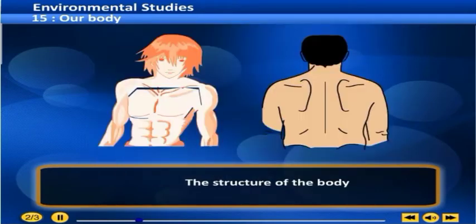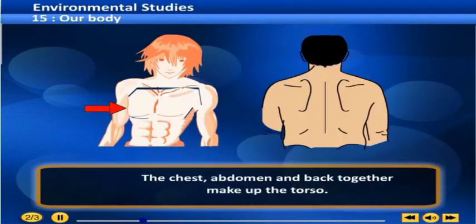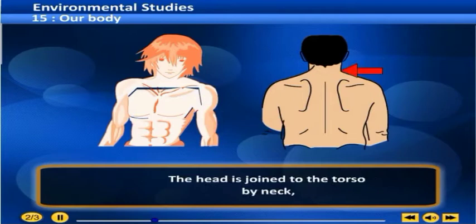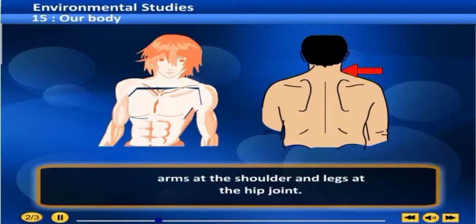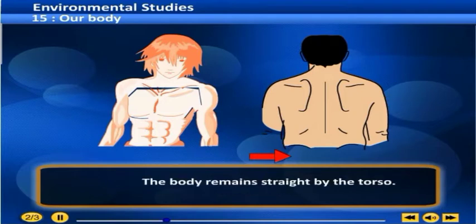The structure of the body. The chest, abdomen and back together make up the torso. The head is joined to the torso by the neck, arms at the shoulder and legs at the hip joint. The body remains straight by the torso.